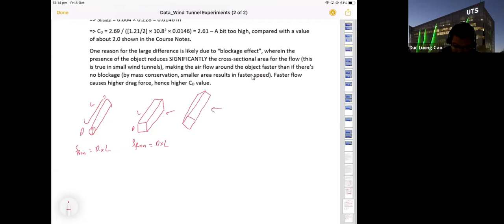For the diamond, the airflow is in this way. This one is D. This one is L. But now S frontal is not D times L. It will be equal to D1 times L, with D1 equal to D times square root of 2. D1 times L, not D here. So this one is the frontal area.